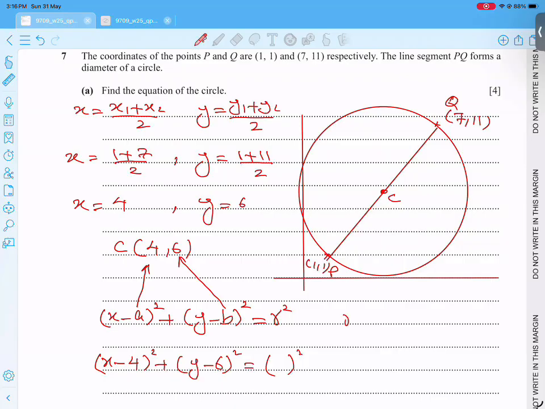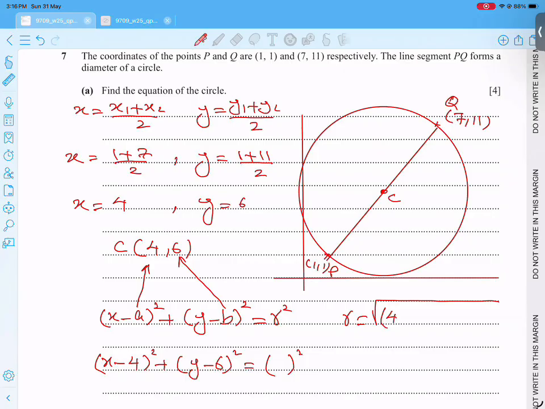I will find the radius by applying the CP distance, CQ distance, or PQ distance divided by 2. But I think I can go for CP. C is here, P is here. So you know it's the distance formula.